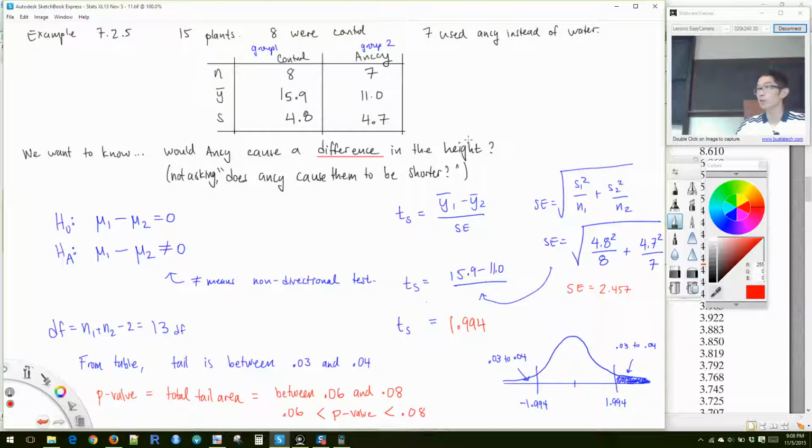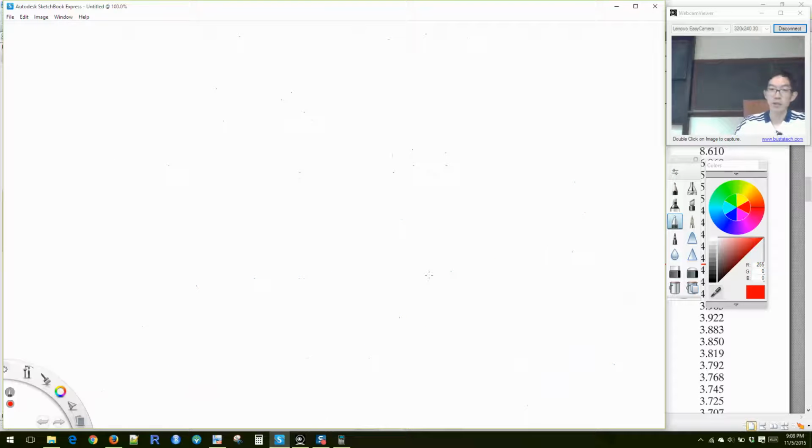Is this okay with everybody so far? All right, so can I flip to the next slide? Okay, so let's say our alpha, so on the previous page we said 0.06 is less than our p-value, which is less than 0.08. We don't have an exact number for our p-value, but we know it's in between these two numbers. Let's say we use alpha equal to 0.05. What is the conclusion we make?